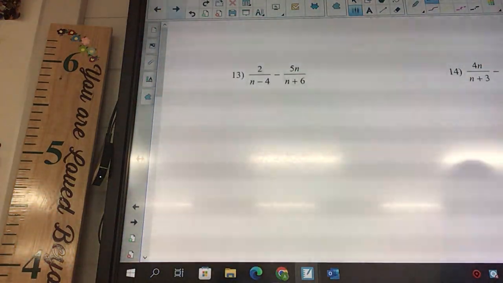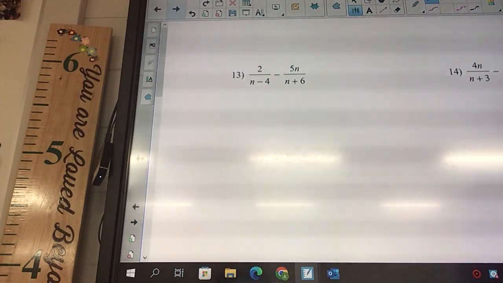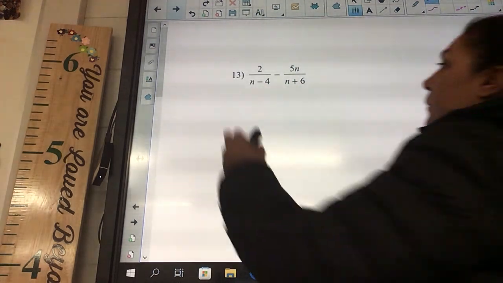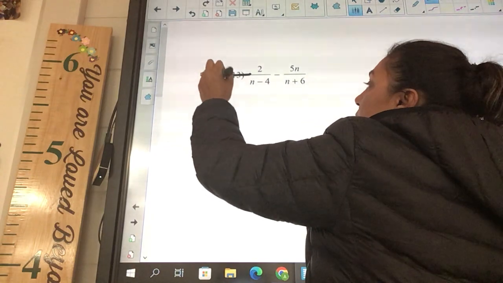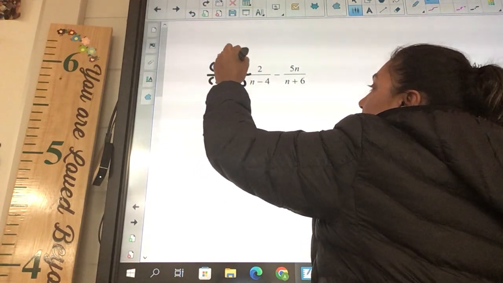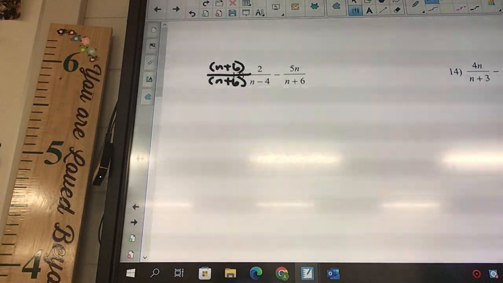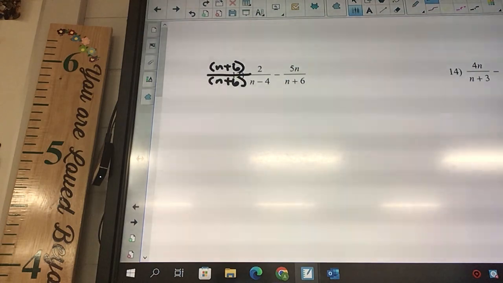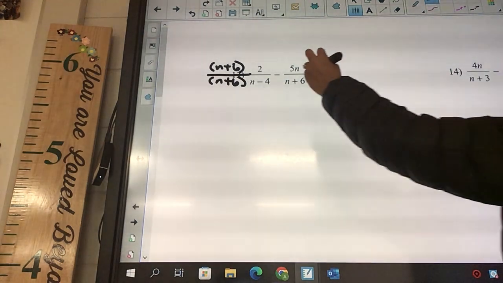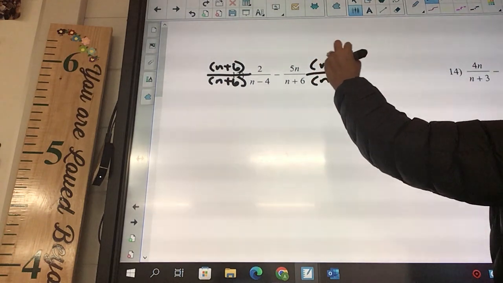Okay, 13. Do we have the same denominator? No. What am I going to multiply the first one by? N plus 6. Perfect. So n plus 6 on the top and n plus 6 on the bottom. Excuse me, on the numerator and then the denominator. Okay, what about for the second set of fraction? N minus 4. Good. N minus 4 and n minus 4.